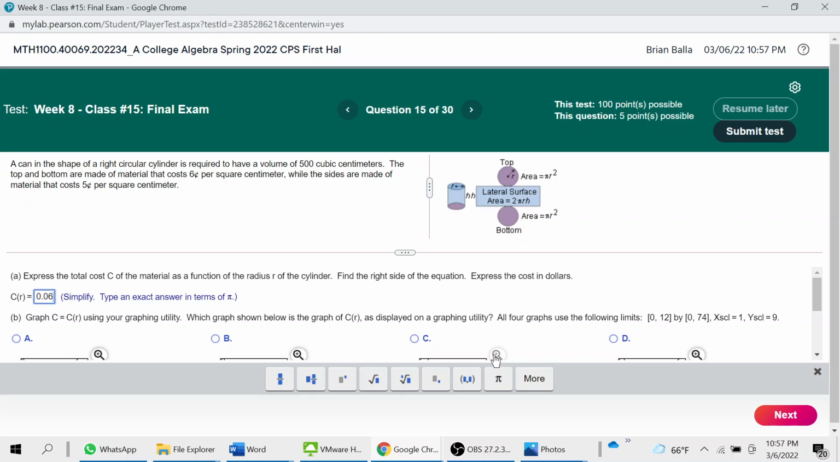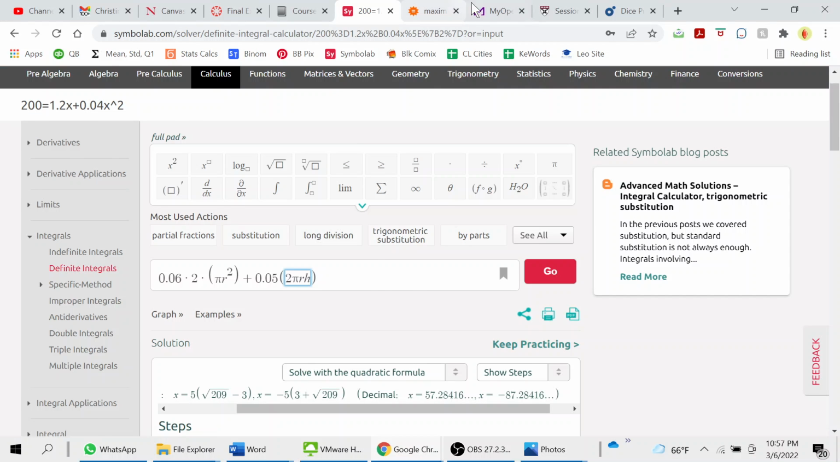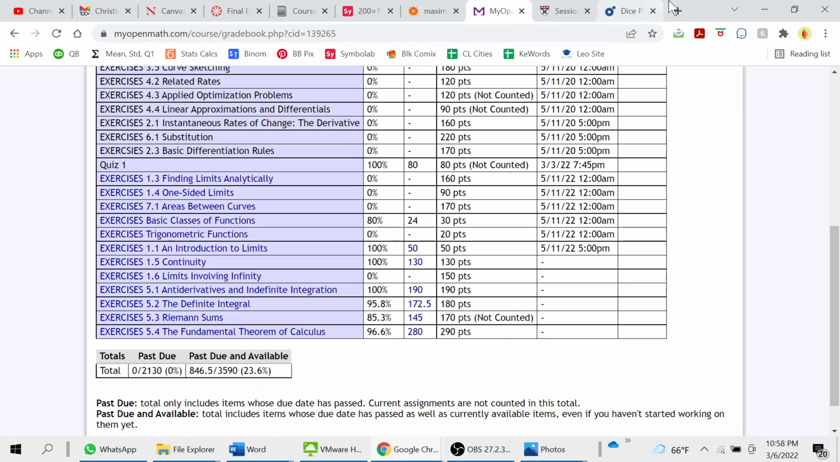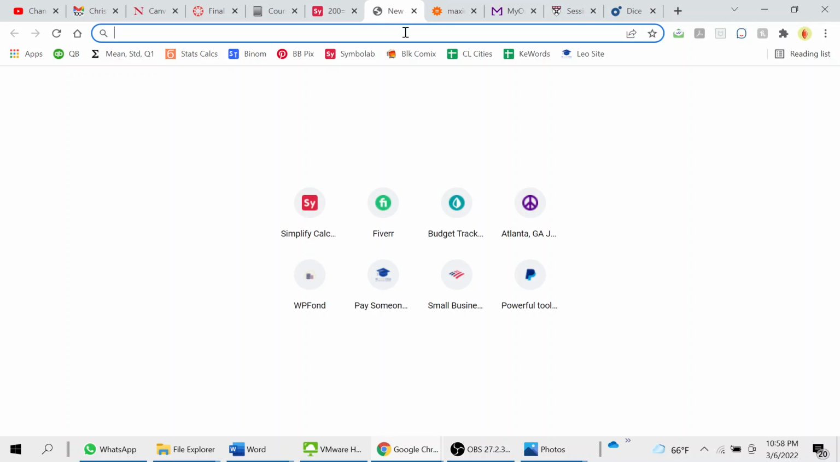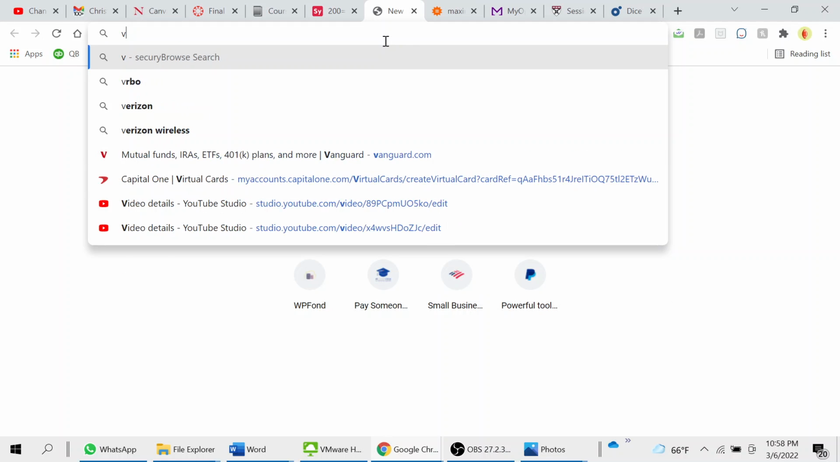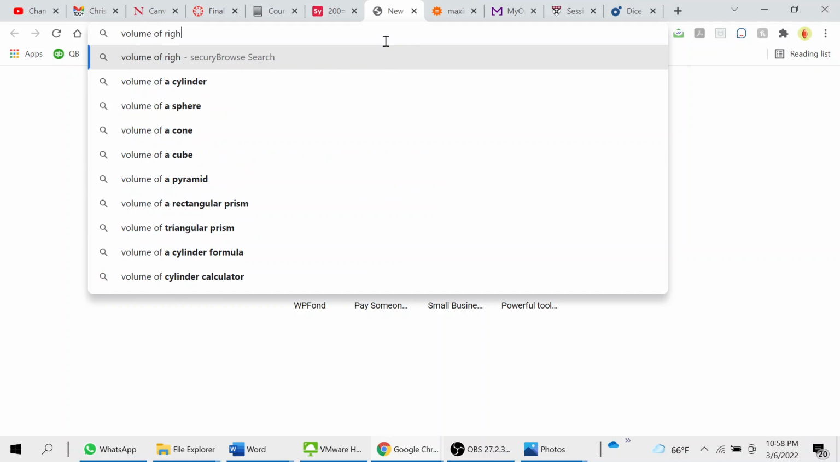Express the total cost as a function of the radius of the cylinder. Find the right side of the equation expressed in dollars. Okay, the height. Hold on. Oh, sorry, this is another student's work. Okay, volume of right cylinder formula.